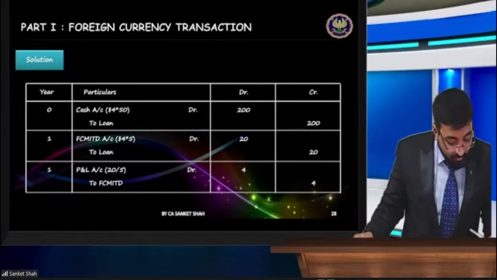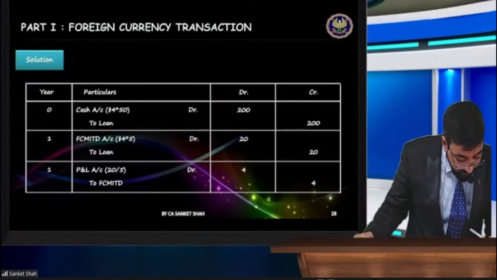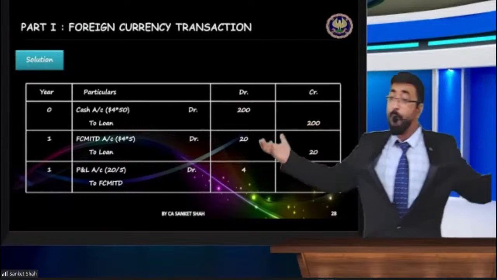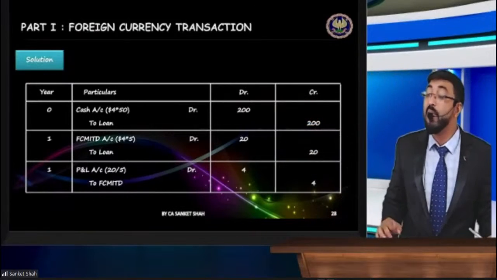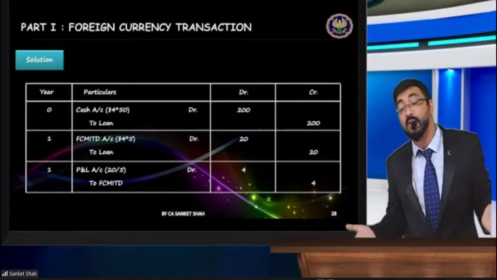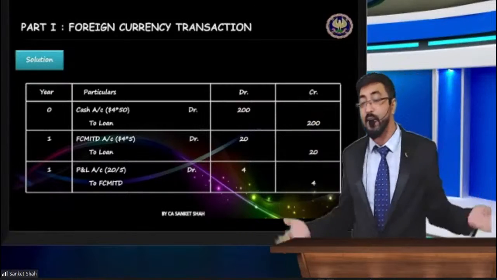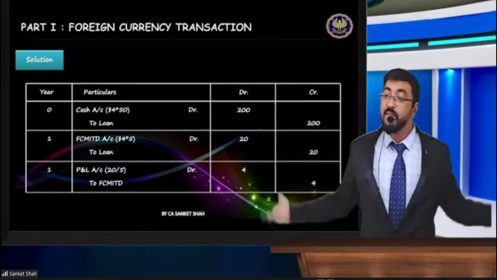Yes, I hope you are clear with the FCMITDA. In profit too, beta, if there is a profit, the FCMITDA account will get credited. It's very simple. FCMITDA account will get credited. If it is a loss, it will be debited. Debit all expenses and losses, credit all incomes and gains. It's a basic rule.